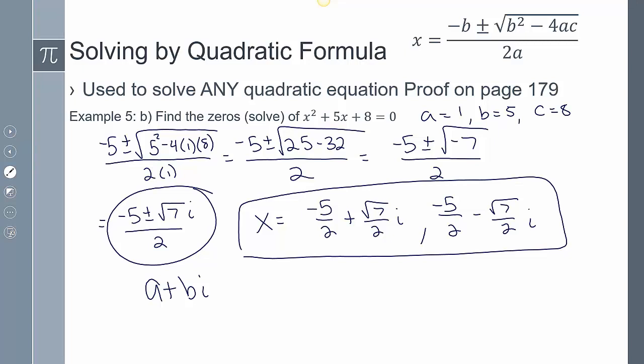Once we start talking about complex numbers more, I'm going to enforce this a little bit more, but just remember that all complex numbers are in the form a plus bi. So they always have to be in the a plus bi form.